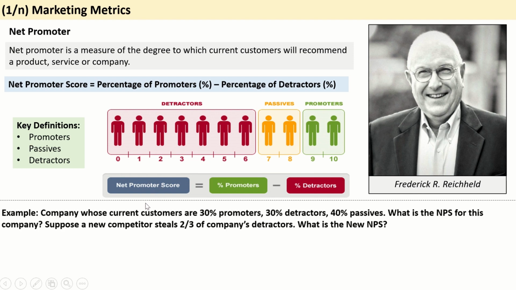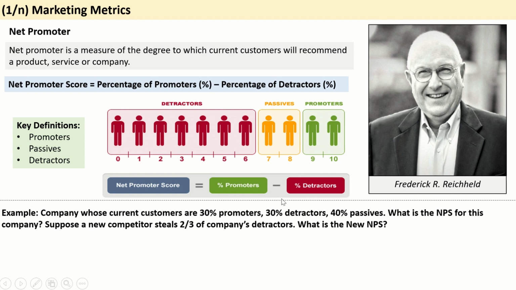Now, let us look at a numerical example. A company whose current customers are 30% promoters, 30% detractors, 40% passives. What is the NPS for this company? Suppose a new competitor steals 2/3 of the company's detractors. What is the new NPS?